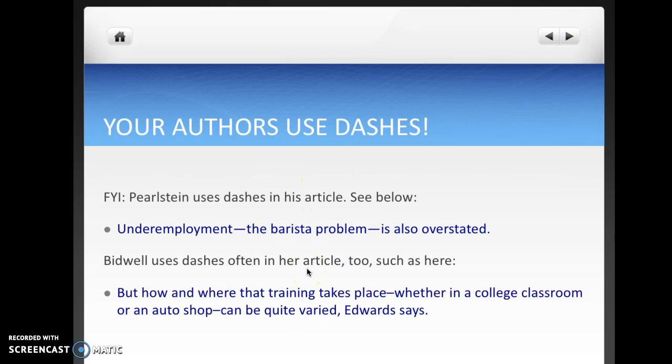So in Pearlstein's article, he uses dashes. Underemployment, the barista problem, is also overstated. Bidwell also uses dashes in her article, and she uses it in this way. But how and where that training takes place, whether in a college classroom or an auto shop, can be quite varied, Edwards says. So you'll notice that they're just interrupting the main sentence they've written here. So underemployment is also overstated. And then everything outside of the dashes in this second sentence, you can see that that's the original thing that Edwards is trying to get at. But how and where that training takes place can be quite varied.